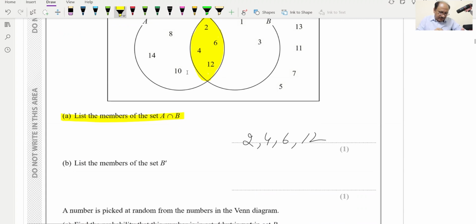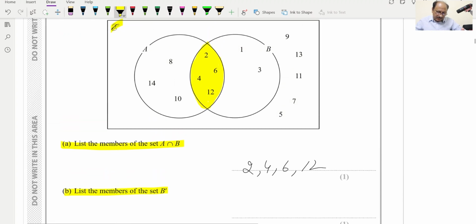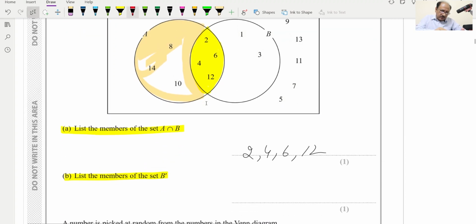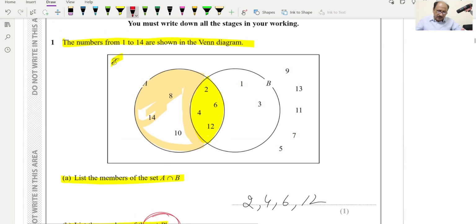Then they are saying list the members of the set B complement, whatever is not in B. Not in B is this region, A complement, meaning not in A, sorry, not in B. So they are saying basically this one, B complement. B complement will be not in B. Not in B will be this whole outer region as well.